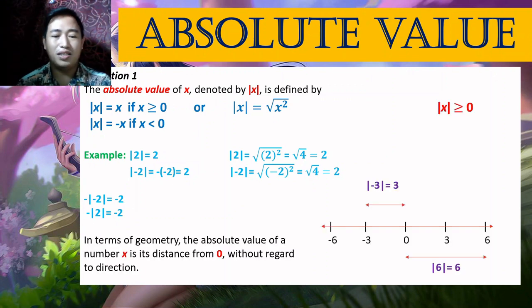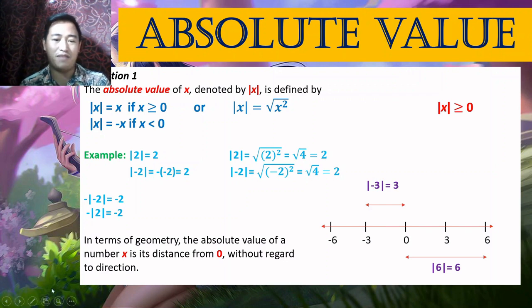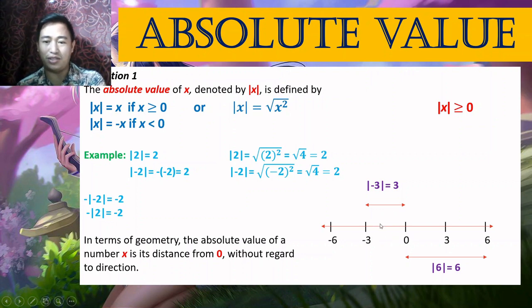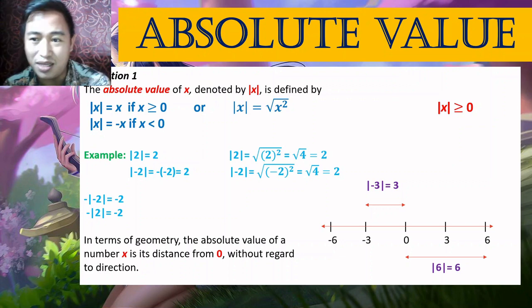Okay? So, in terms of geometry, the absolute value of a number x is its distance from 0 without regard to direction. In the example, from 0 to negative 3, the distance is 3, so the absolute value of negative 3 is equal to 3. And then, from 0 to 6, the absolute value of 6 is just 6. There is no negative distance, so it is always positive. So, the absolute value of x is always greater than or equal to 0. It can never be negative.